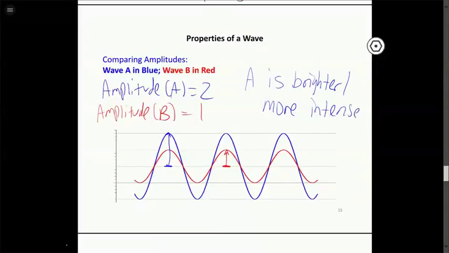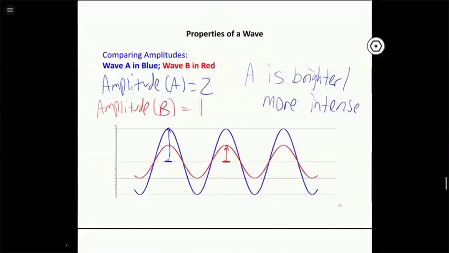Alright, so if this was, for example, the light that was given off by a light bulb, and these were the wave profiles of those two, wave A would be a brighter light bulb than wave B. And that's the only physical significance of that, and we're not going to talk at any real quantitative level about amplitude, but just be aware of what that means.